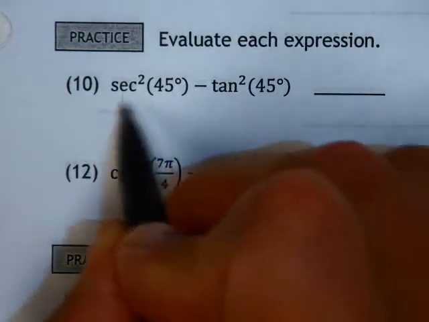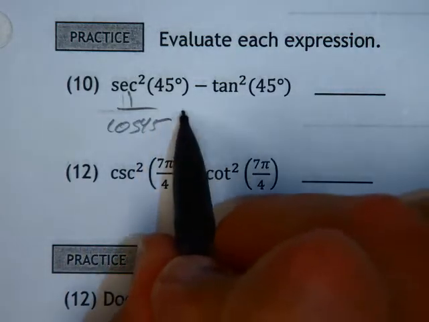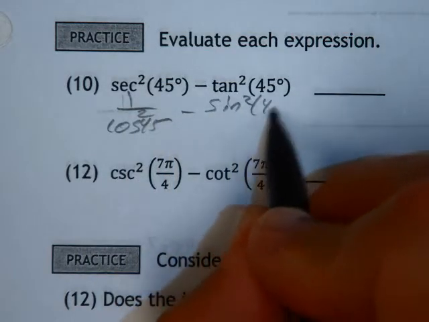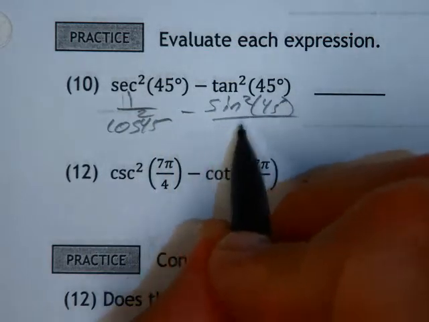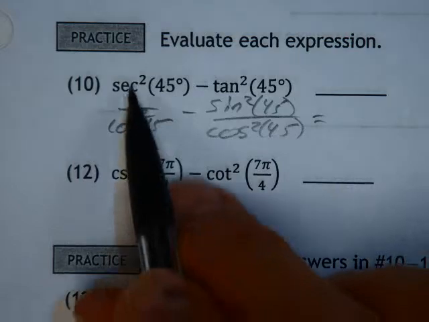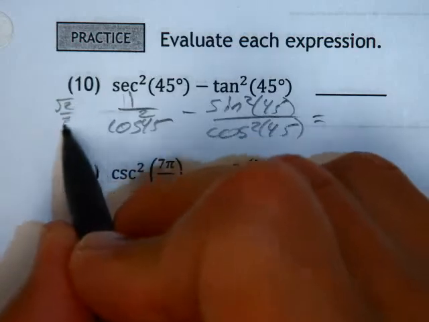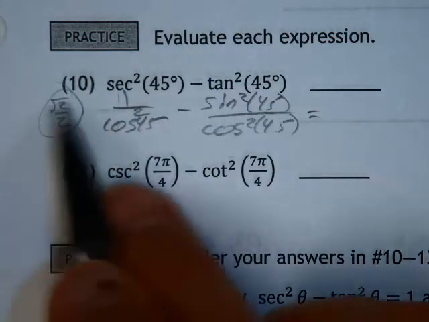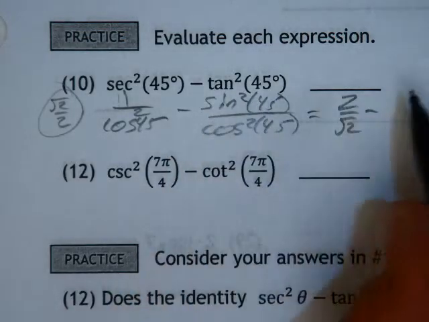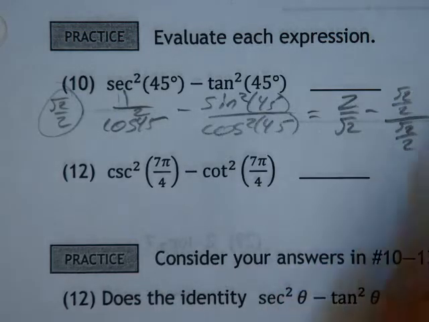So secant, this is 1 over the cosine of 45, minus tangent, and that's sine squared of 45 over cosine squared 45. Well, the cosine of 45 is root 2 over 2. So if I said root 2 over 2, that would be for the cosine. But since it's 1 over, I'm going to flip-flop that. So it's 2 over the square root of 2 minus, and then we've got the same thing basically over itself. Root 2 over 2 over root 2 over 2.